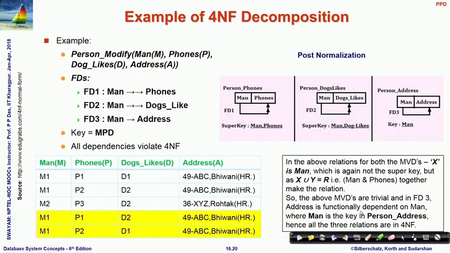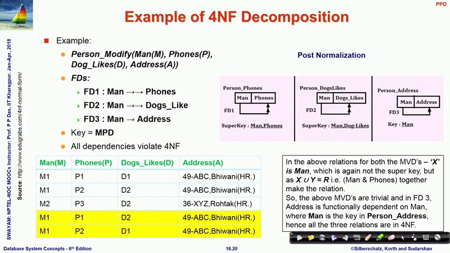Here I am just showing examples of 4NF decomposition. We started this discussion with a person relational schema having man, phone and dog likes, MPD. I have modified it and added another attribute, address, so that in addition to the multi-valued dependencies, I can also have a functional dependency. So we have two multi-valued dependencies like before, man multi-determining phones and man multi-determining dog likes, but now I have a functional dependency, man determining address. The key continues to be MPD.